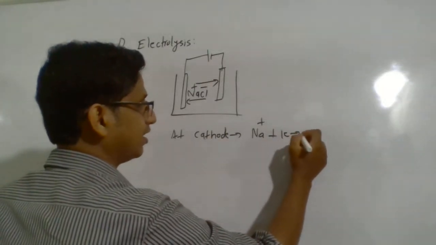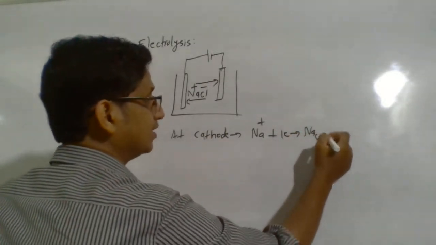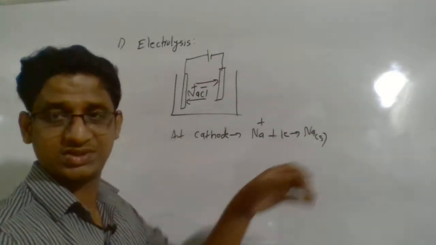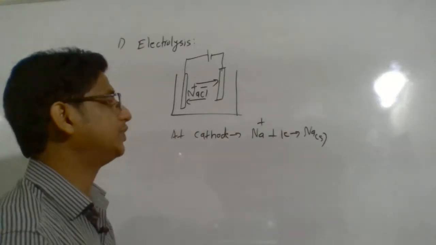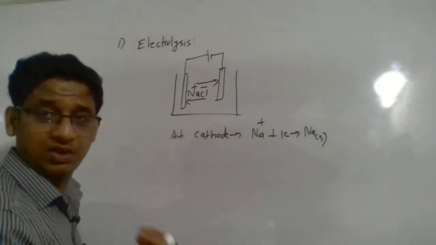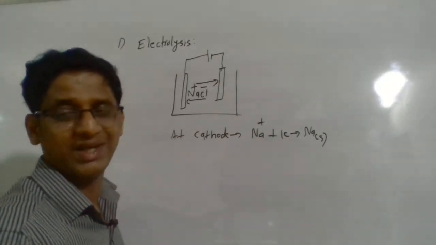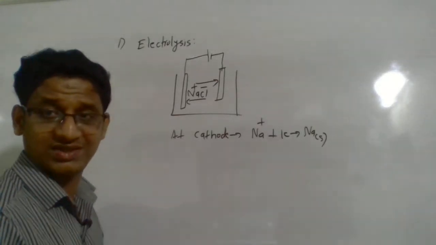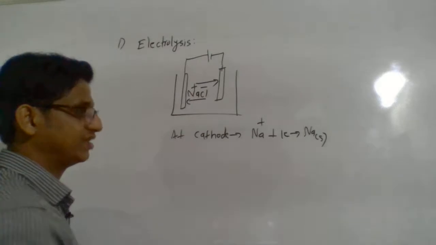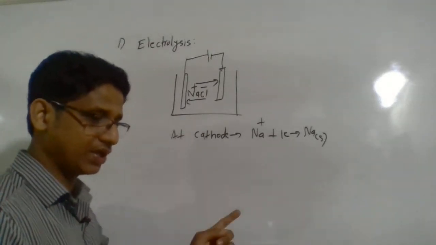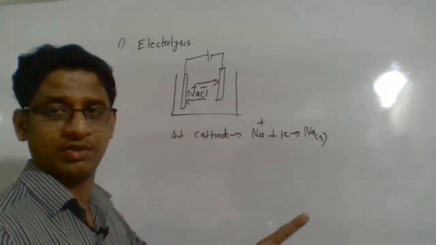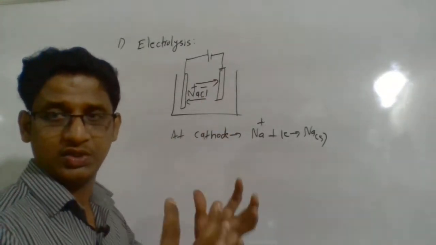So by gaining one electron, sodium metal is forming. This is one of the best methods of preparation of sodium. It's not easy to prepare sodium. So we are actually talking about some substances forming by electrolysis, like sodium metal forming at the cathode. Why is it so? Because the ions are dissociated in aqueous solution, and the positively charged ions move to the cathode and the negatively charged ions move to the anode, and you're getting a new substance.